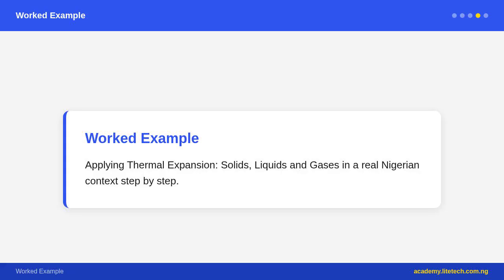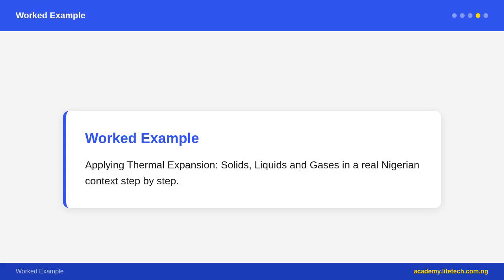For gases, the coefficient of volume expansion at constant pressure is 1 divided by 273 per Kelvin, derived from Charles's law. Thermal expansion has countless engineering applications. Expansion joints in bridges allow the structure to expand and contract safely with temperature changes. You can see these joints on the Third Mainland Bridge in Lagos.